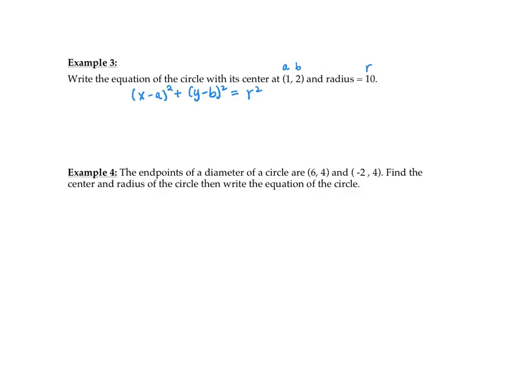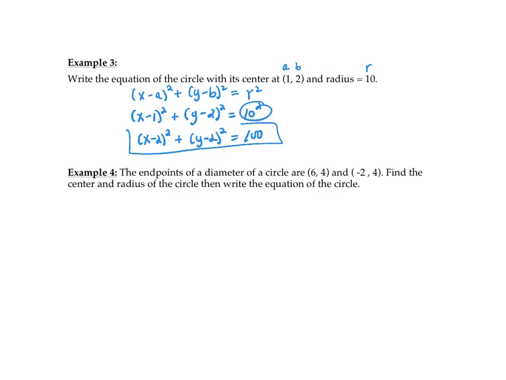Next we're going to plug in 1 for a. So you have (x minus 1) squared plus, and now we want to plug in 2 for b, so it'll be (y minus 2) squared, and plug in 10 for the radius, so it's equal to 10 squared. Simplify what you can. We really can't do anything on the left-hand side, so we'll recopy that down. But on the right-hand side, we know that 10 squared is 100. And that's it. That's the equation of your circle, centered at 1, 2, with a radius of 10.